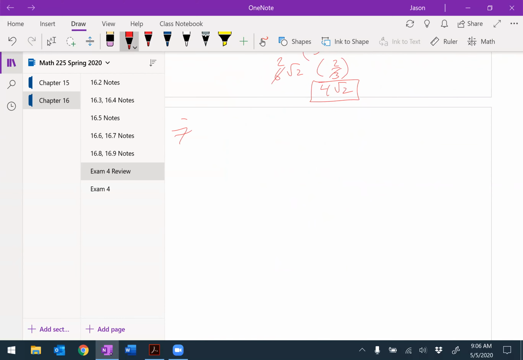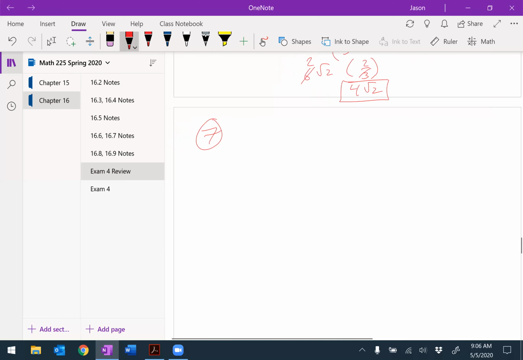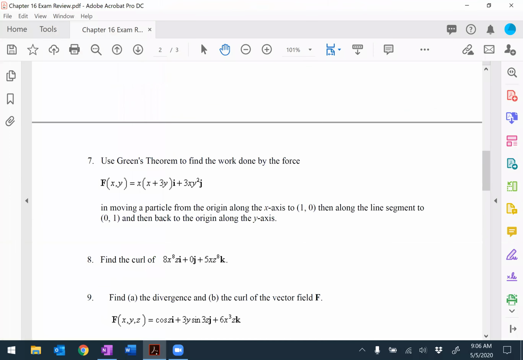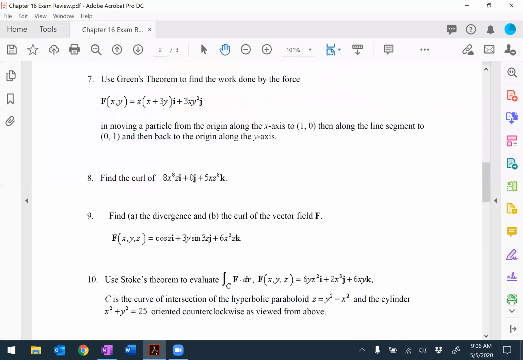Okay, number 7. Number 7 is kind of a cool problem. Last 4 problems here, kind of moving into the home stretch, because 8 and 9 are really easy problems. Okay, well, sort of easy. Some computation, but not too technical.